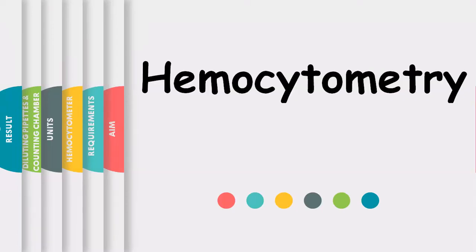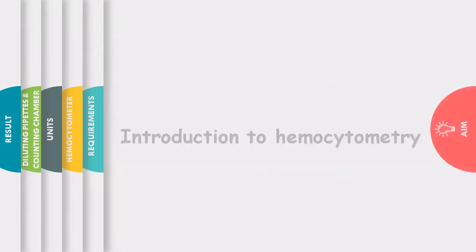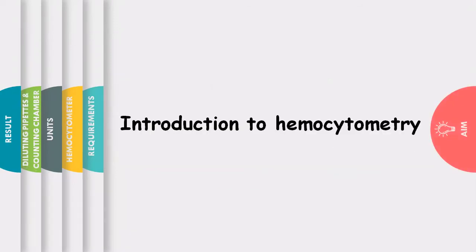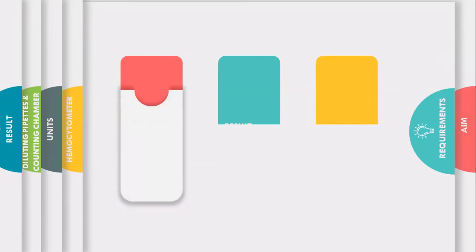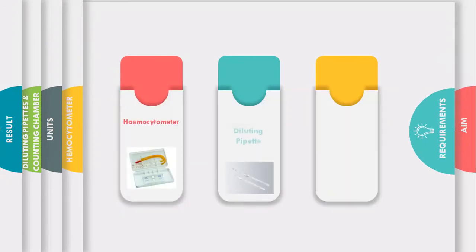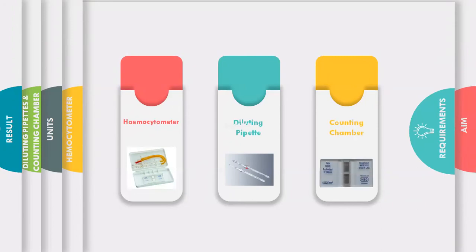Today we start with hemocytometry. The aim of today's practical is an introduction to hemocytometry. The requirements are the hemocytometer, which includes the diluting pipette and the counting chamber.